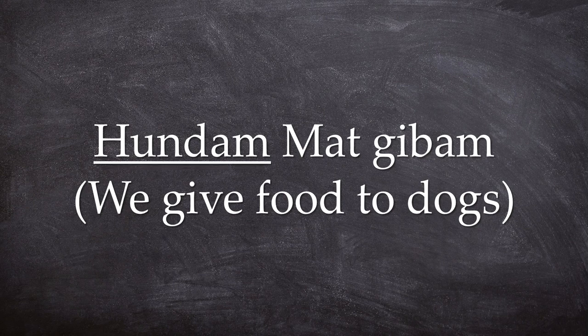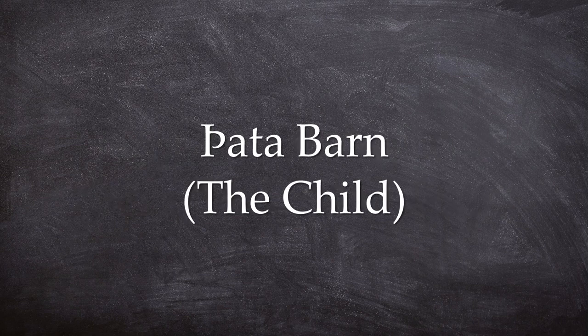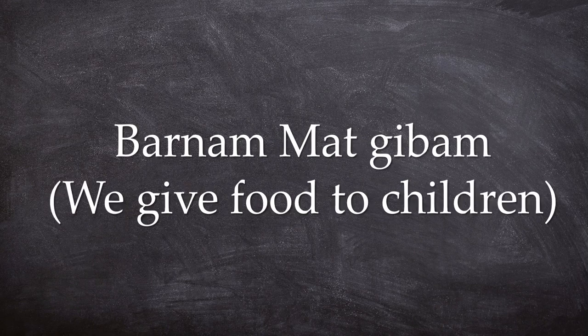Pretty simple. Now let's replace this word with the word for child, or the word for children in this case. This is a neuter noun, and it's an A stem also. So let's put it into the dative plural, and it looks pretty much the same. It ends with am, just like the dative plural of hunds. Barnam mat gibam. We give food to children. It has the same exact structure as hundam, hunds.